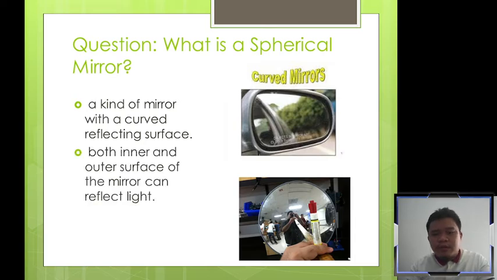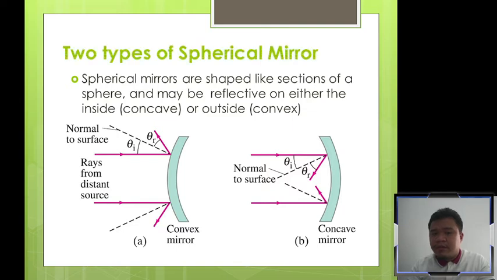Now, both the inner and outer surface of the mirror can reflect light. There are two types of spherical mirrors, depending on which surface you would like to reflect light rays from. Spherical mirrors are shaped like sections of a sphere and may be reflective on either the inside, which we call concave, or outside, which is convex.